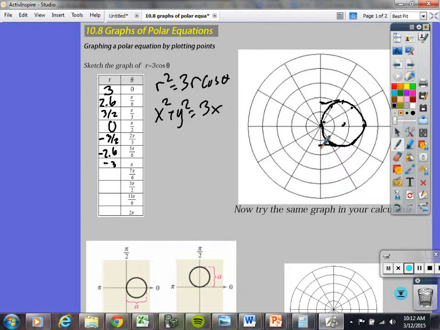Yes, sir? I'm still confused in how we plotted on the y-axis. I get like the r. Well, there's no y-axis on a polar. There's r's and thetas. It's just a whole different plane. You're going to see stuff that you've never seen before, right?